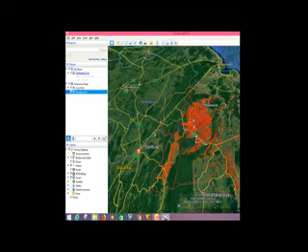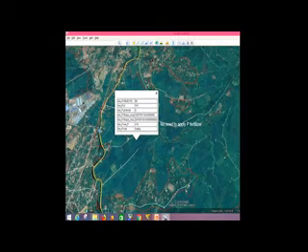This is the map in Google Earth Pro. When you open Google Earth Pro, you will see this map, and you can find your point of need, and you can get the information from this map.